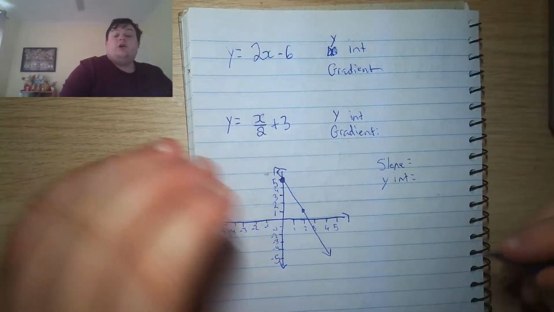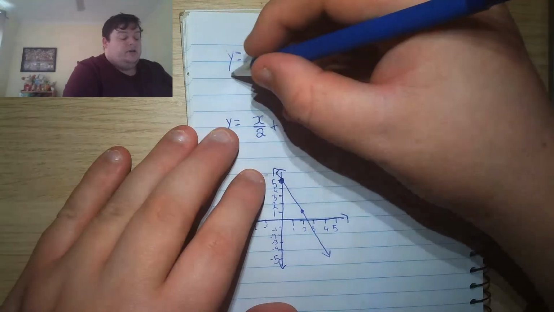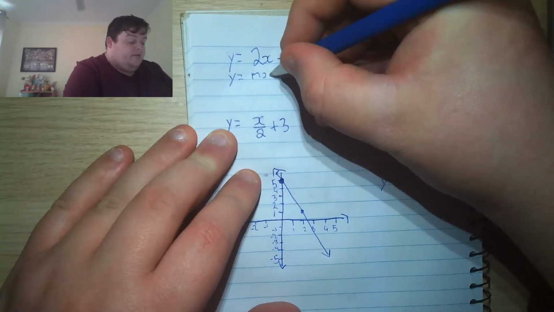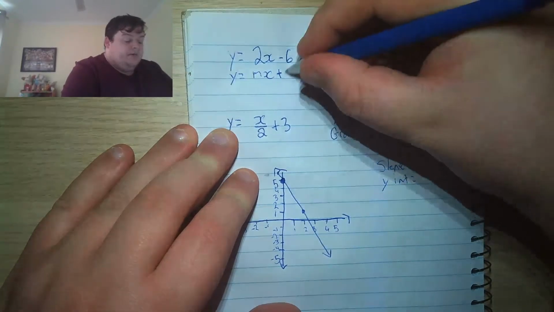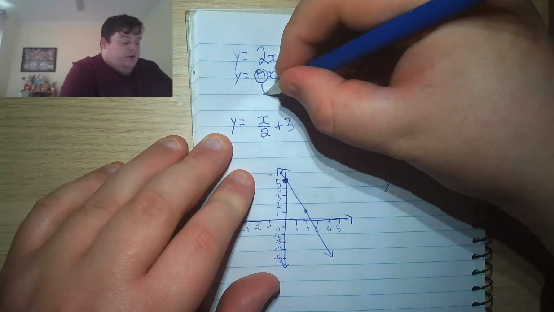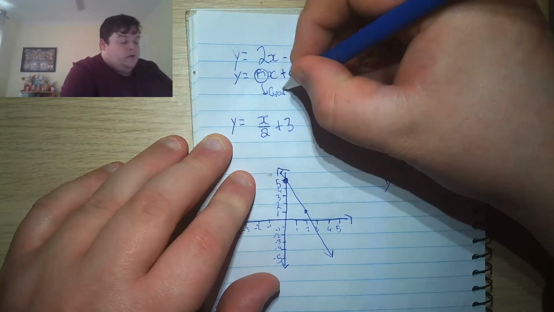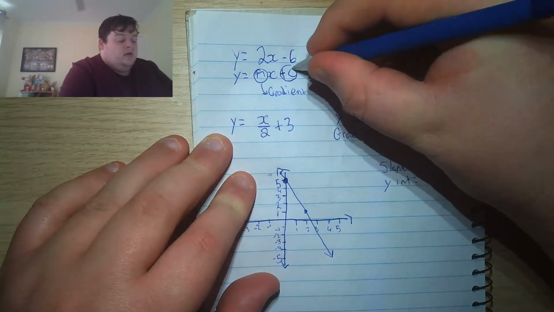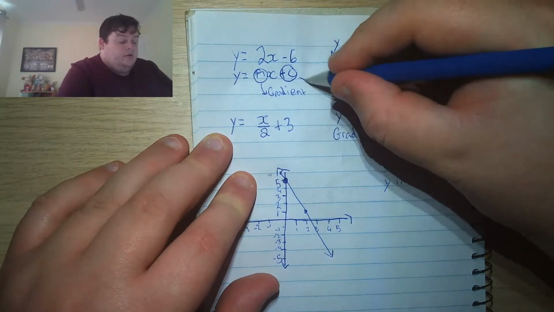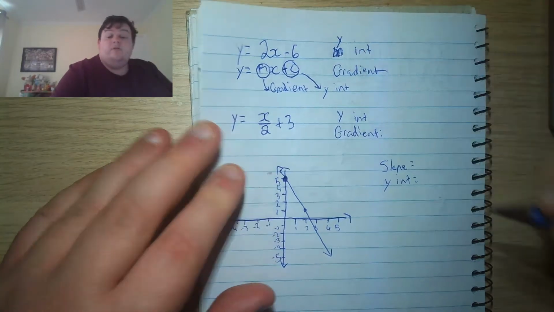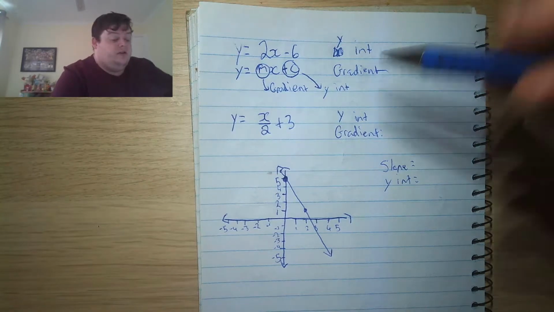Now, the common form equation, which is the standard rule, is y equals mx plus c, where the m is referring to the gradient, and the c is referring to the y-intercept. Right? And I'll explain what those two things are in a second.